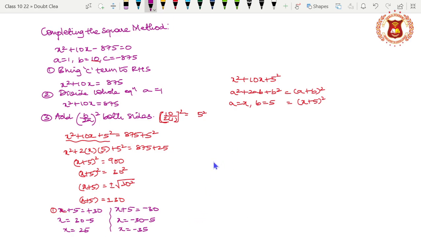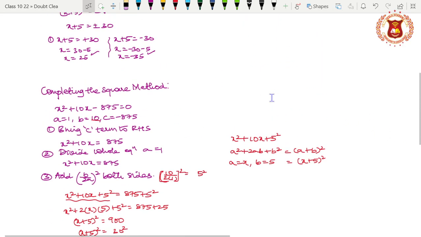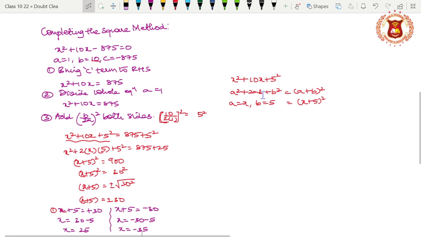Okay, let us try to solve another problem here. Let us verify the method here. We try to solve another problem and try to understand again. Okay, I go side by side here.